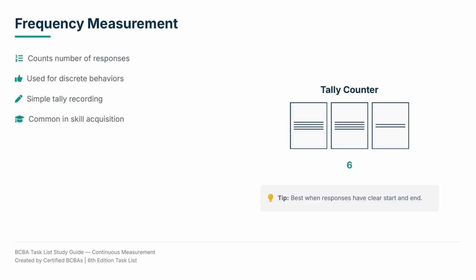Let's start with frequency. Frequency refers to the count of the number of responses that occur during an observation period. This measure is most appropriate when behaviors are discrete, meaning they have a clear beginning and end. Frequency is often collected using simple tally recording systems. It is commonly used in skill acquisition programs, where therapists count how many correct responses occur during a session. For example, counting how many times a student raises their hand in class would be a frequency measure. A key exam tip is that frequency works best when responses have clear start and stop points.